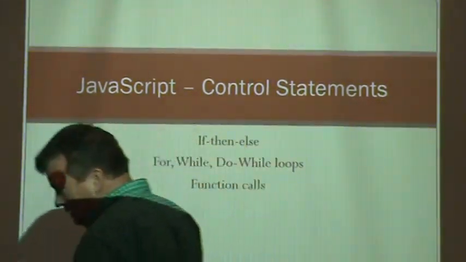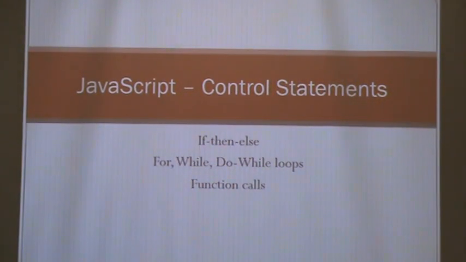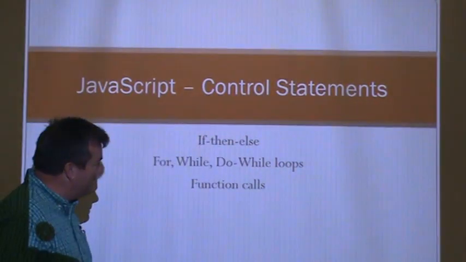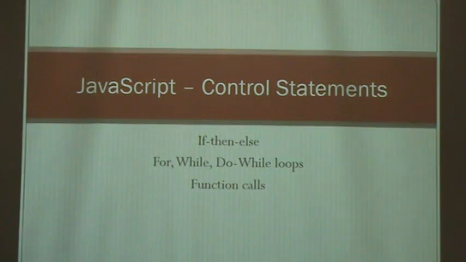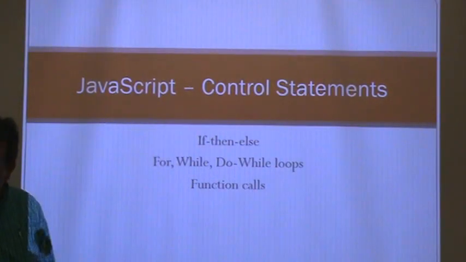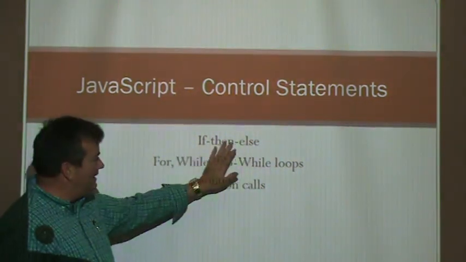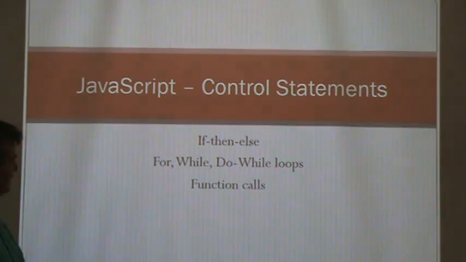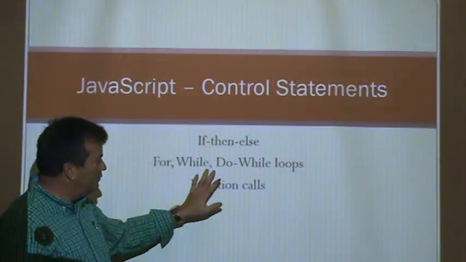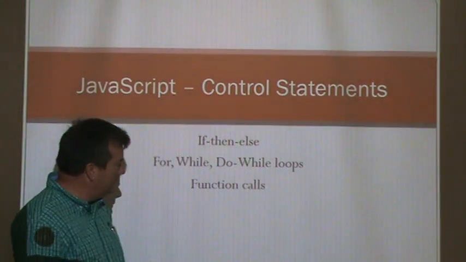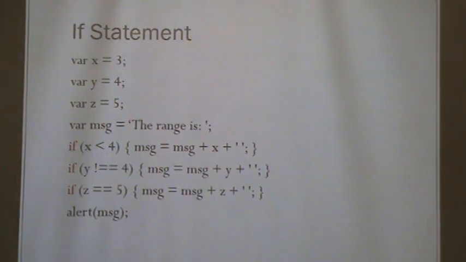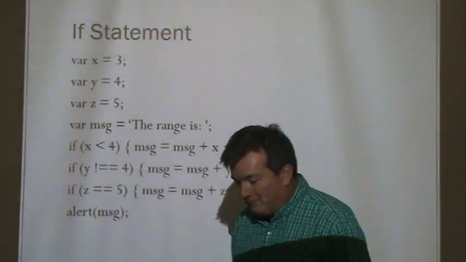Okay, so for JavaScript, there's a topic called control statements, or sometimes control structures. Those are typically if-then-else statements, and then loops, like a for loop, a while loop, what they also call a do-while loop, and then function calls. Okay, so an if statement. What is an if statement?